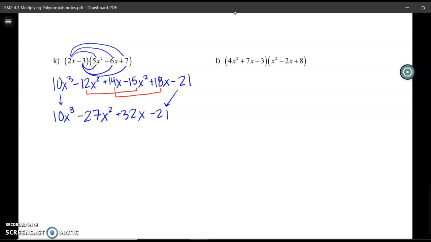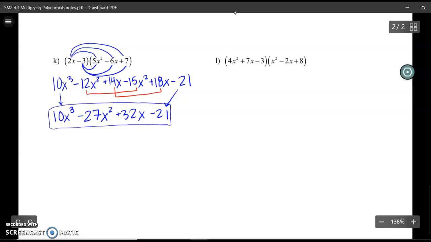Okay. Note that this again is in standard form because I'm starting with the biggest exponent of 3 and then decreasing. So with these ones that have bigger polynomials that you're multiplying, you're going to follow the same process of distributing. You just have more to distribute, so it's just going to take a little bit longer. And be very, very careful with how you multiply to make sure that you don't make any silly mistakes in your multiplication.